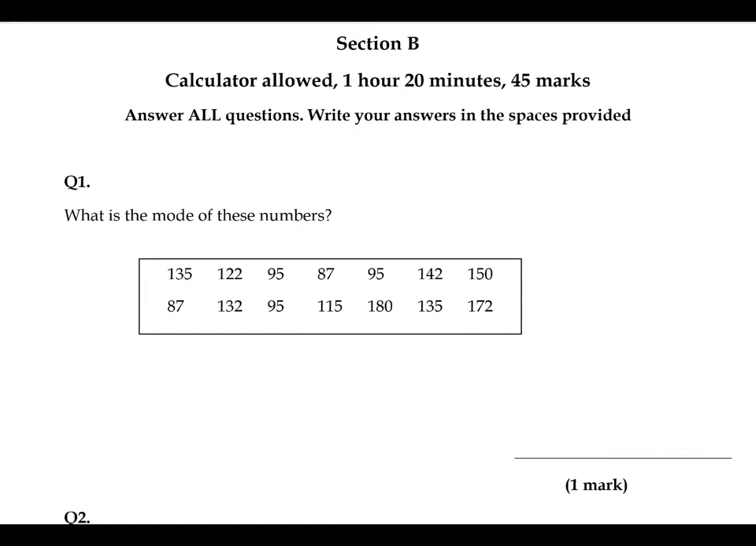What is the mode of these numbers? So the trick is the mode means the most, so you don't have to sort them or organize them or add them or anything. Just look through the numbers and try and work out which number appears the most just by looking at them. So I can see 95 appears 3 times, so for 1 mark I put 95 on the answer line.